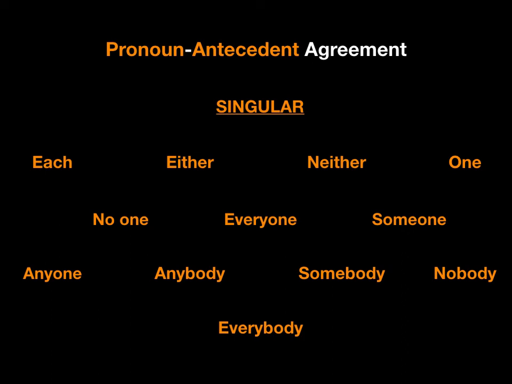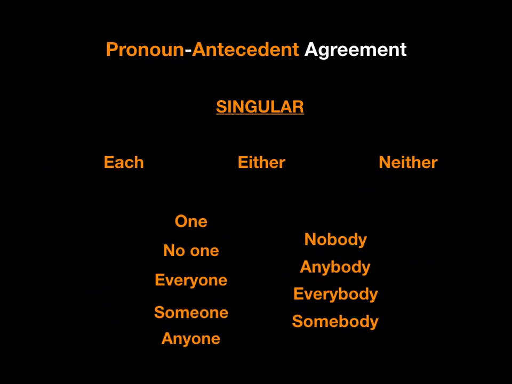While this list may look daunting to begin with, it can be organized relatively easily. We need to remember each, either, and neither. But then we need to remember that anything that ends in one and anything that ends in body is also a pronoun and singular. So let's look at an example sentence to see how this new context in which pronouns can be both the antecedent and the pronoun functions.